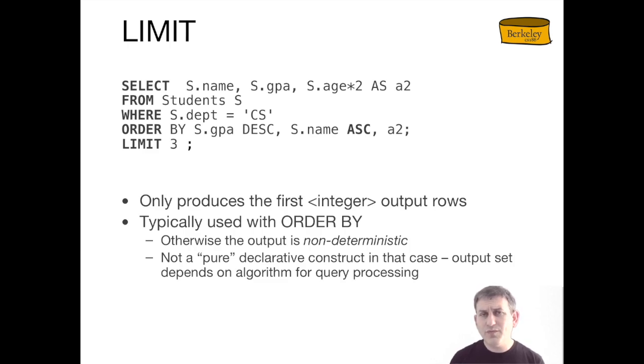Usually, if you don't use order by, the reason you're using limit is you just kind of want to get your eyeballs on a few rows from the table, and you don't really need to see what the answer to the query is in its fullness.